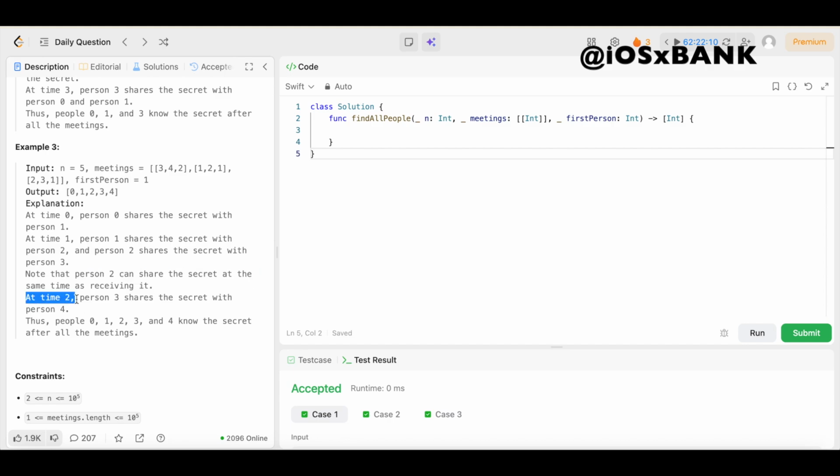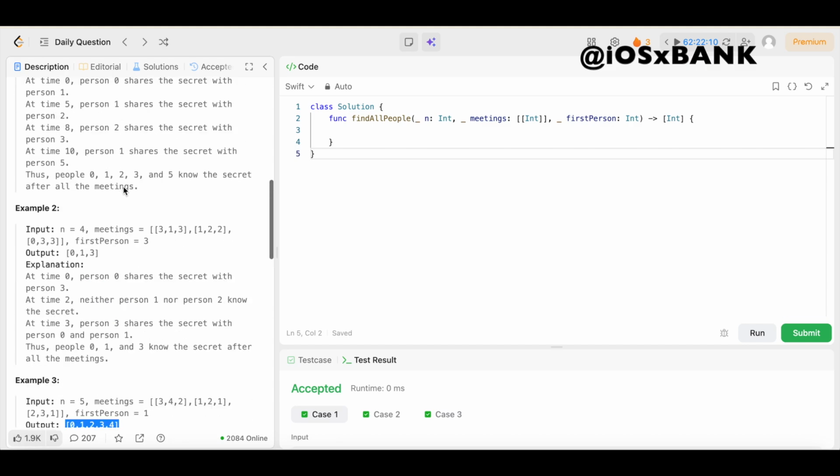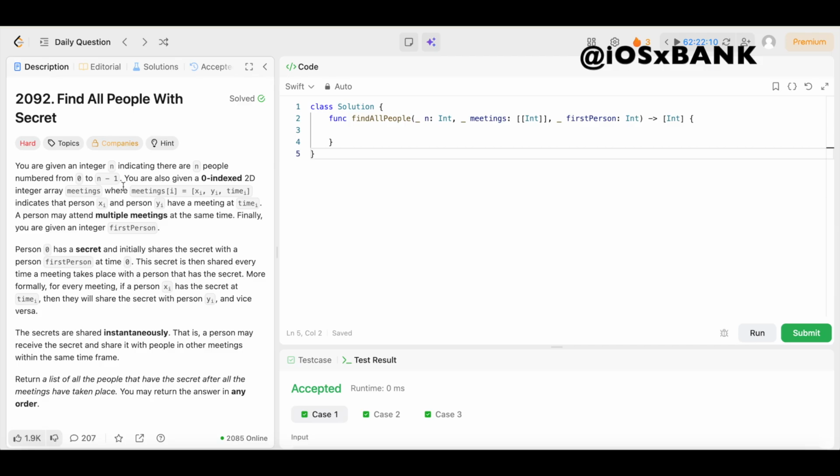Then it says at time 2, person 3 shares the secret with person 4. So we also have this meeting right here, which is at 2. Remember, person 3 just had a meeting at 1, so person 3 already knows the secret when 2 o'clock comes around. And when 2 o'clock comes around, person 3 is able to share that secret with person 4, right? That's what this is saying right here. And thus at the end, people 0, 1, 2, 3, and 4 know the secret after all meetings. So that's how we got the output 0, 1, 2, 3, and 4. Boom. I hope that makes sense to y'all.